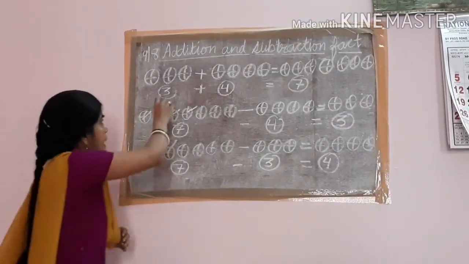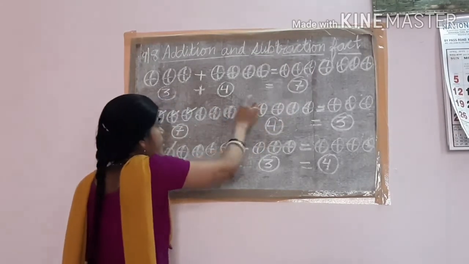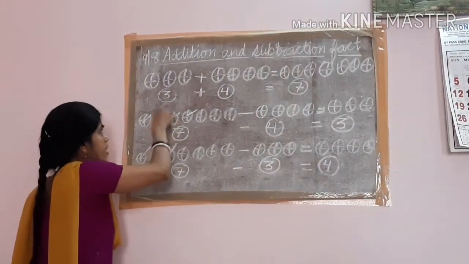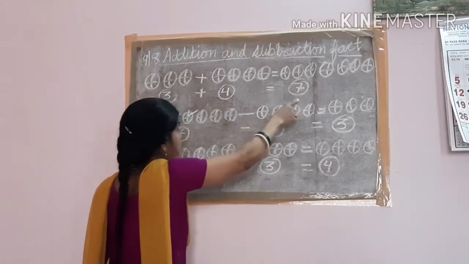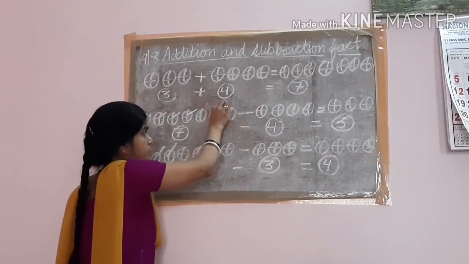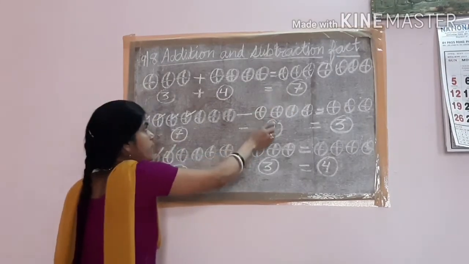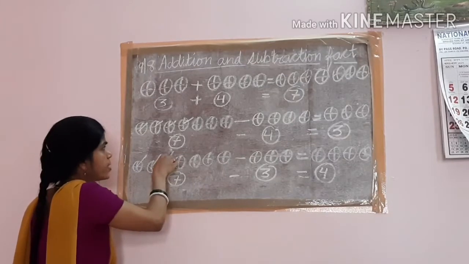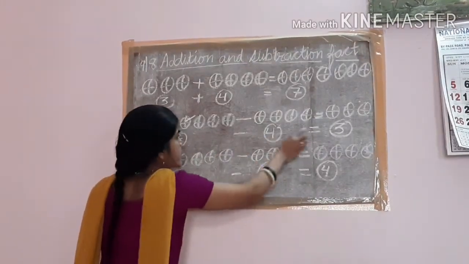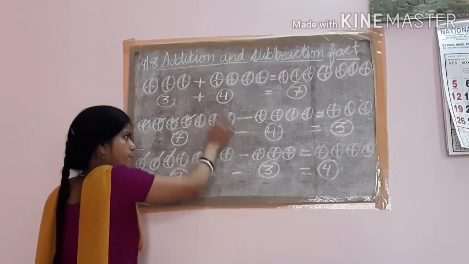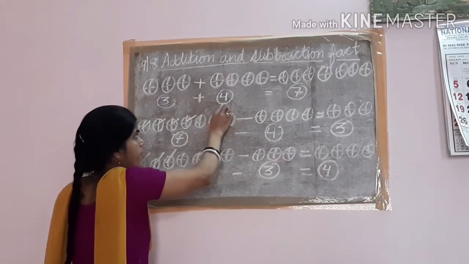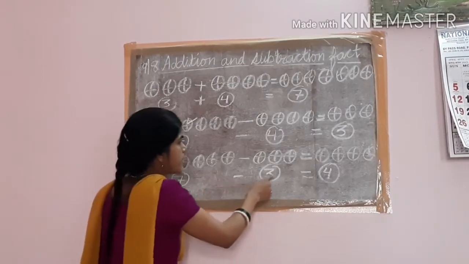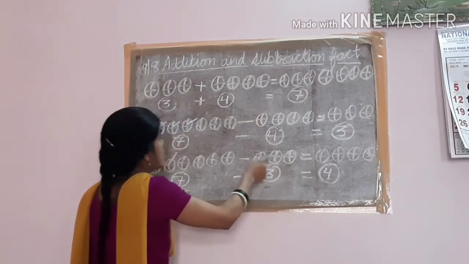So from one addition fact, we can make two subtraction facts. So here 3 plus 4 is equal to 7. 3 and 4 are addends and 7 is the sum of the addends. From this we are able to make two subtraction facts. One is 7 minus 4 is equal to 3, where the first time we have subtracted this addend. And then the other one is 7 minus 3 is equal to 4.